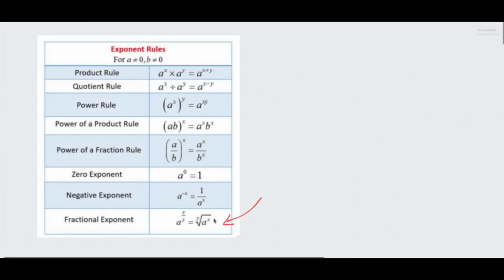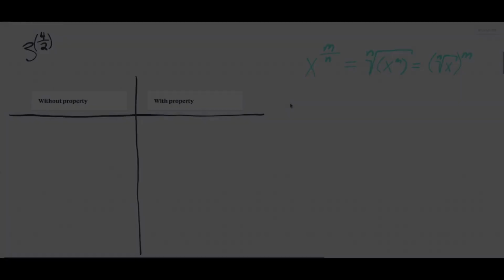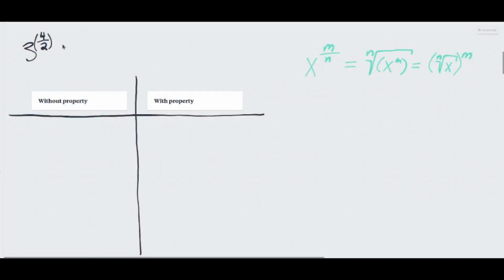But first, let's show how to actually use this formula. So let's start off with a simple example just to make the numbers easy. Let's pretend that we want to calculate 3 raised to the power of 4 halves. Now obviously 4 halves is equal to 2, so this should equal 3 squared, or 9, but let's just see if we can get that with and without the formula.